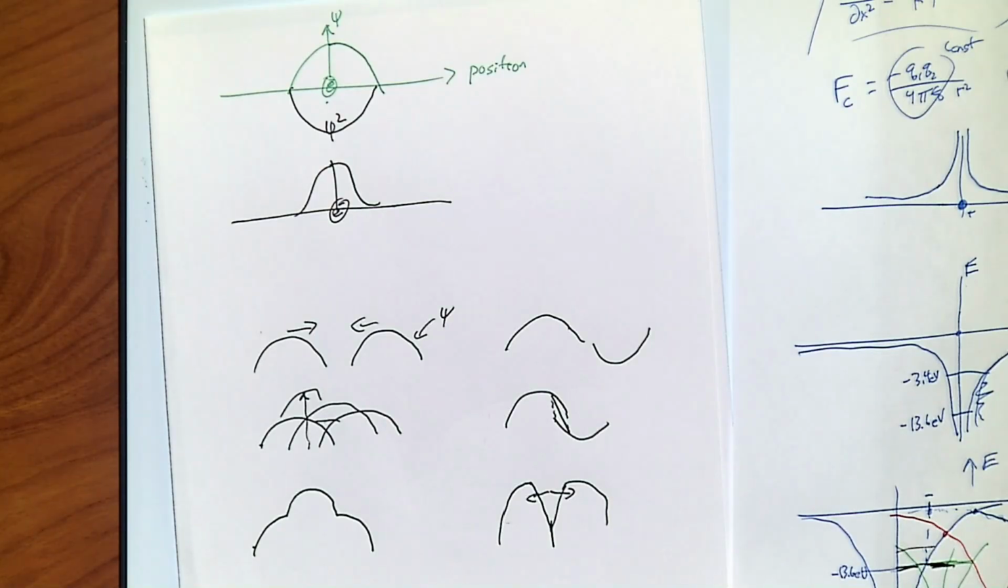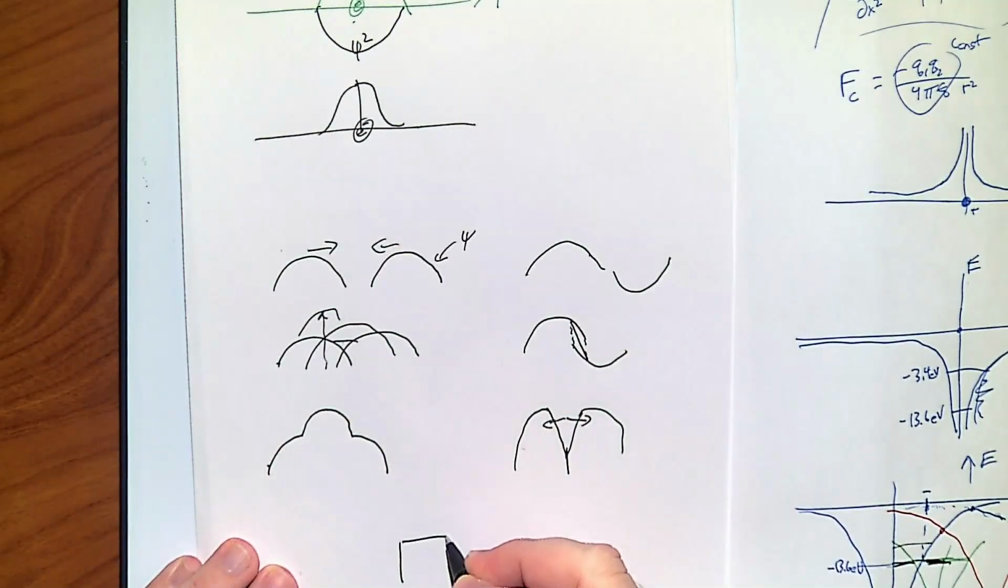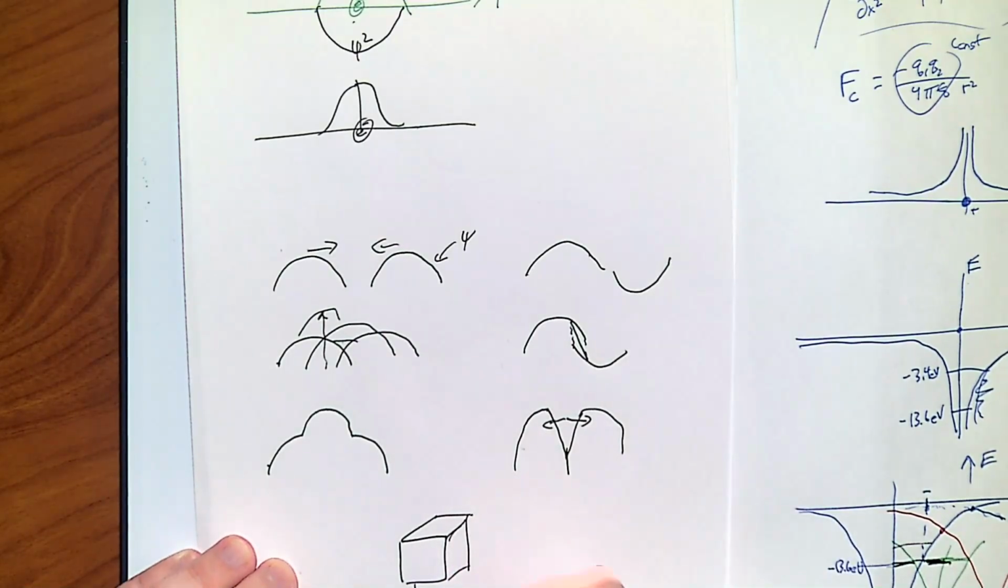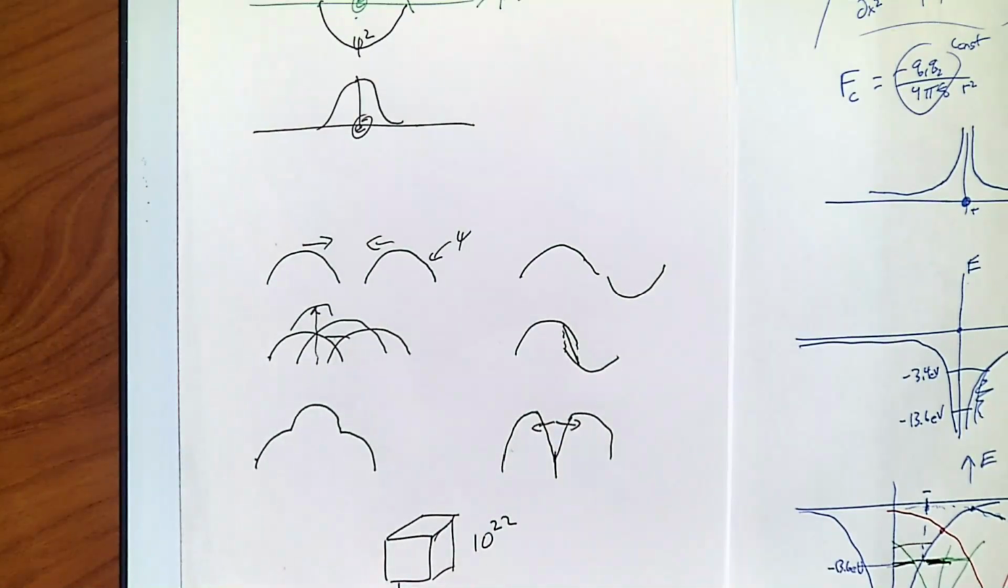Now, how much can we pack together? We've been talking hydrogen, but let's now think silicon. If I have 1 centimeter on every side, we're going to ballpark the number of silicon atoms I can squeeze into 1 cubic centimeter. In that ballpark range, I can get about 10 to the 22.